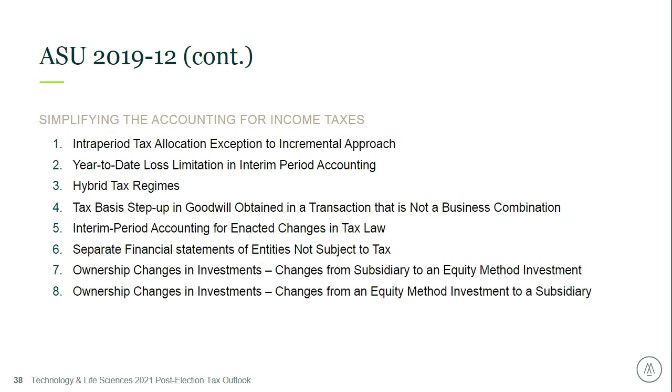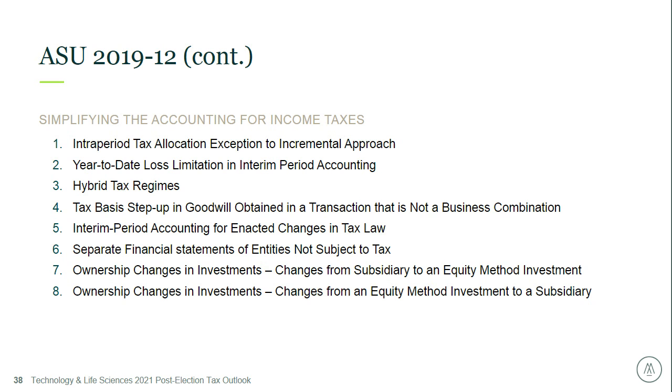The third item here is the hybrid tax regimes, which relate to jurisdictions that have a franchise or similar tax that is partially based on income and partially non-income tax based. Previously, if income tax exceeded franchise tax, only the excess was income tax for ASC 740 purposes. Now it is clarified that the income tax portion should be treated as income tax, and only any excess is non-income tax based.